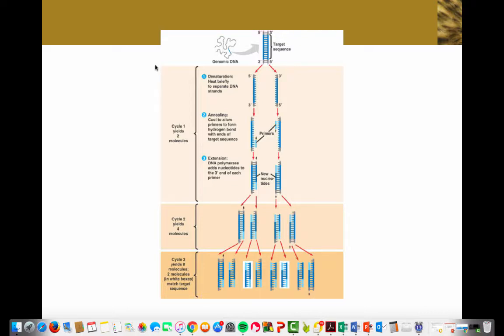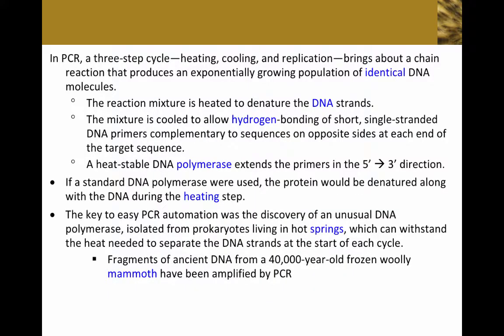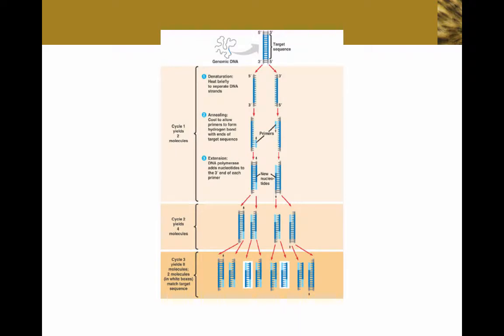And this is so cool because they've been able to do a bunch of different things. When they found 40,000-year-old frozen woolly mammoth cells, they were able to take that ancient DNA and amplify it by PCR to have enough so that they could do all kinds of really cool tests on it. So that's pretty awesome.